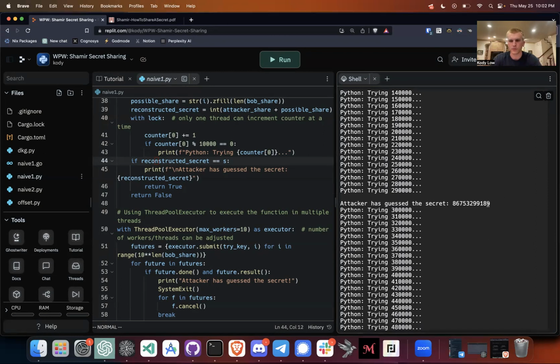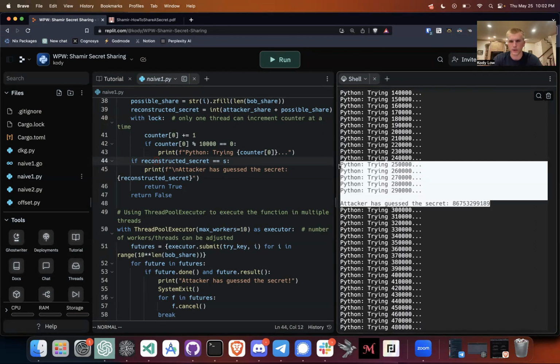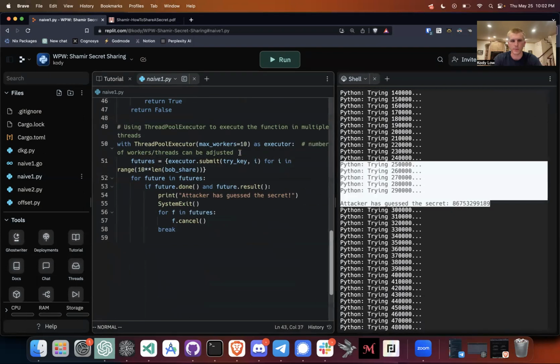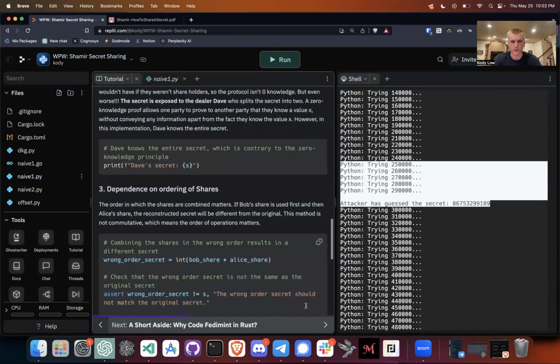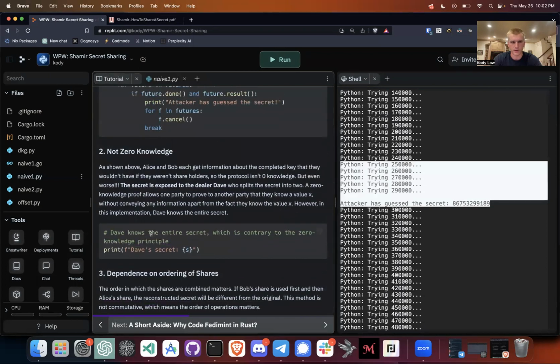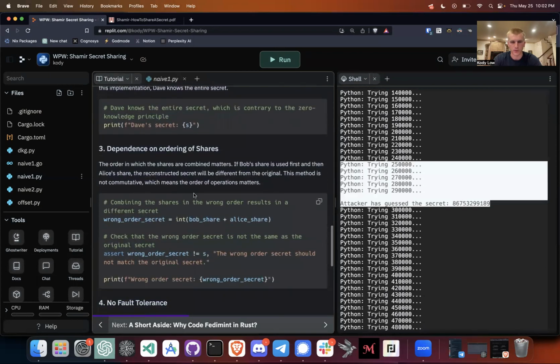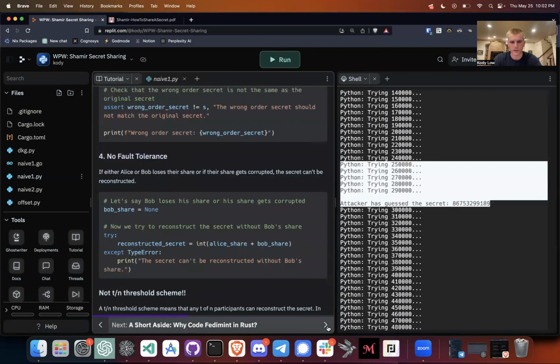Now, this comes into an interesting aspect of Fedimint development, so let's do a brief aside on Fedimint development stuff. Here are some other issues with this: the solution is not zero knowledge, it depends on the ordering of the shares, all this kind of stuff. We'll come back to this in a sec, right?